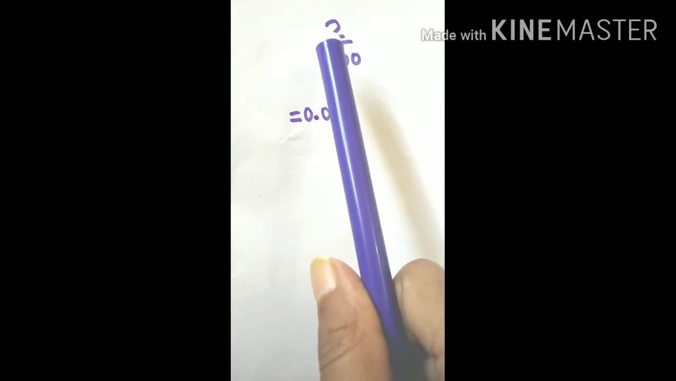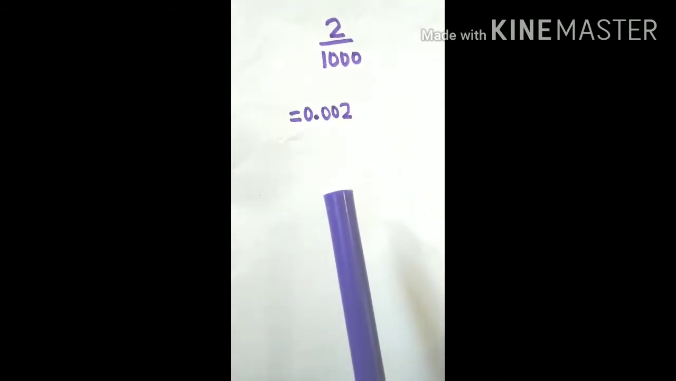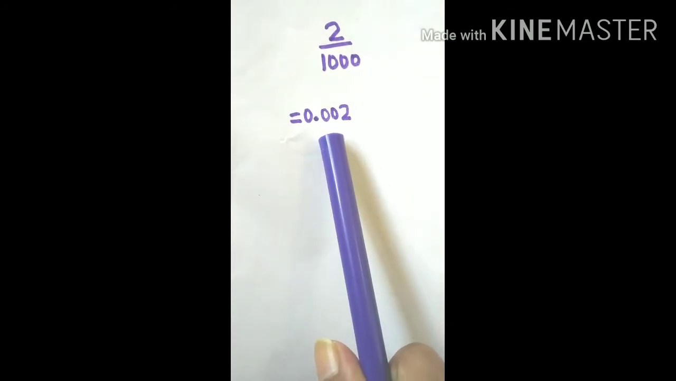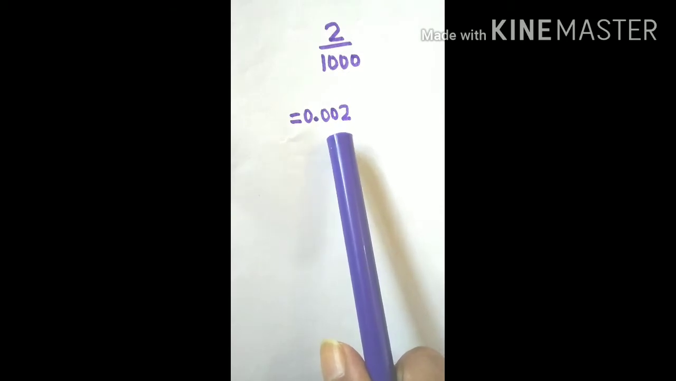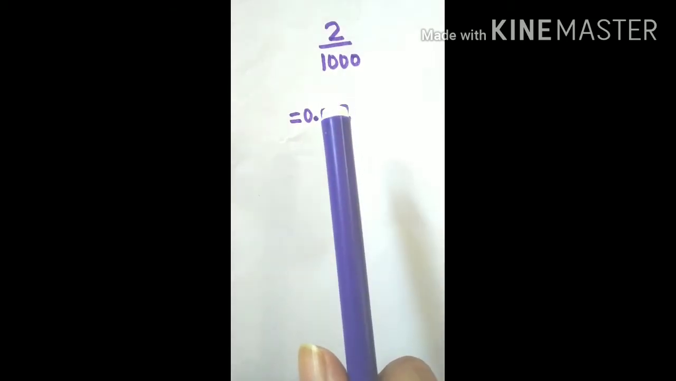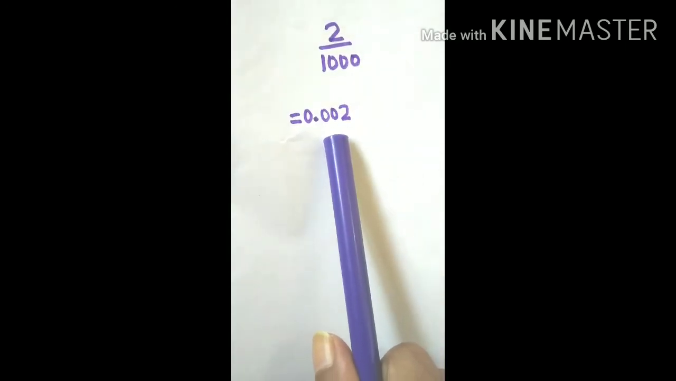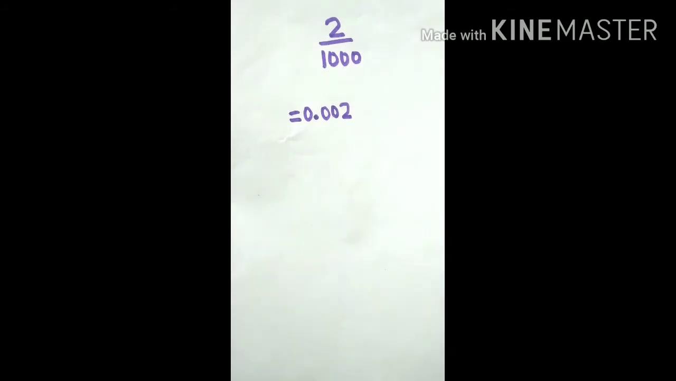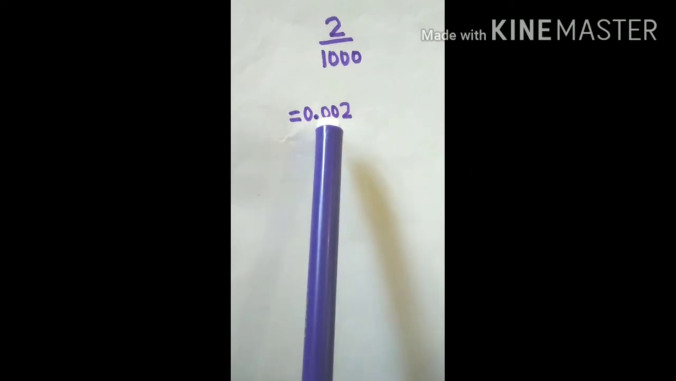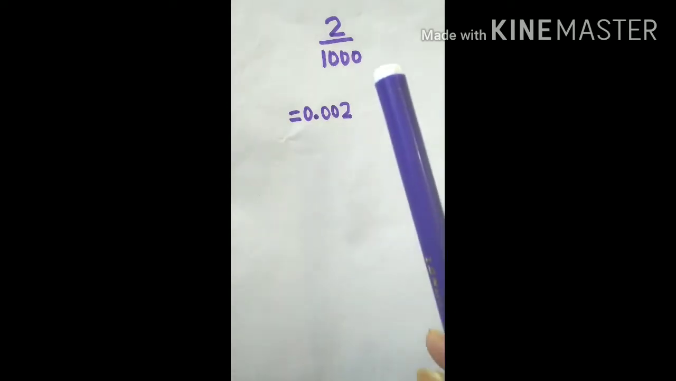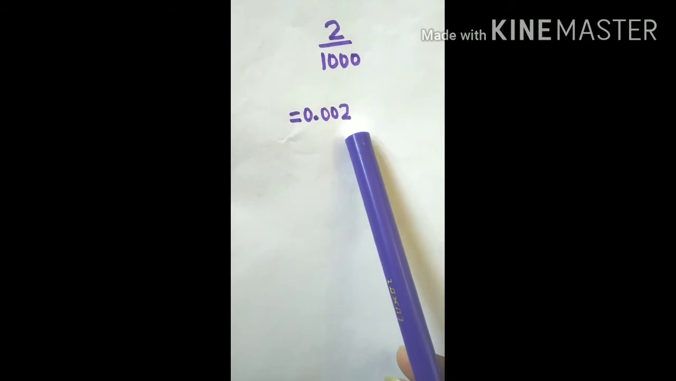Students, we can see that the digits in the tenths and hundredths places are zeros because there are no digits in those places, so we have to put 0 in the tenths and hundredths places. Now students, when we write thousandths as a decimal, the decimal has 3 decimal places. That means after the point there should be 3 digits. So students, in this way a fraction is expressed as a decimal.